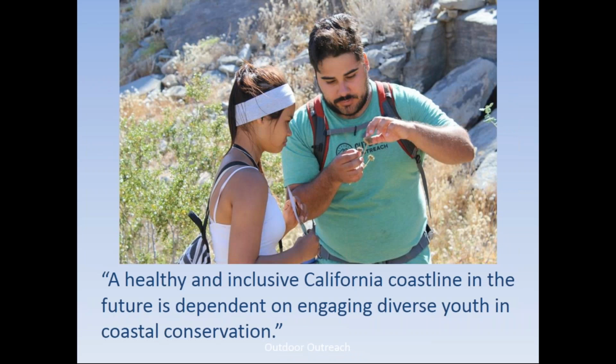A project by Outdoor Outreach in San Diego served teens from low-income, park-poor communities who face multiple barriers to the outdoors. The application described these barriers, such as transportation, safety, lack of green spaces, and makes the connection between getting students outside and the future of the coast. So, quote, a healthy and inclusive California coastline in the future is dependent on engaging diverse youth in coastal conservation. So these are some examples of identified needs that drove projects.